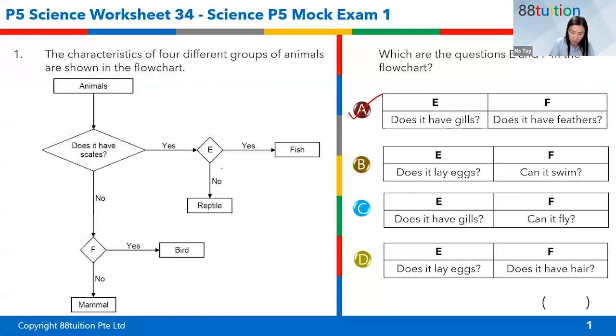Okay, E, does it have gills? Yes, for the fish. Yep, so it tallies, right? Does it have feathers? Yes, birds. Okay, Ken, let's go on.